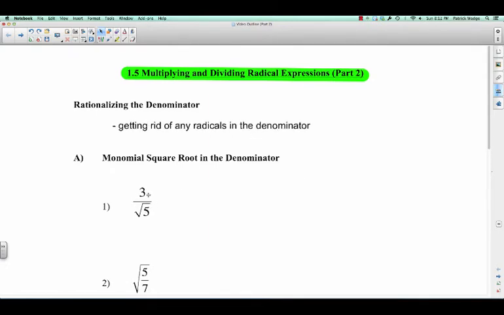So for example, this first expression has a square root sign in the denominator, and we don't want that there. You don't want to have radical signs in the denominator. So before I teach you how to do this, you're probably wondering, well, why not? What's the big deal about having radical signs in the denominator? The reason is because at one point in time there were no computers.